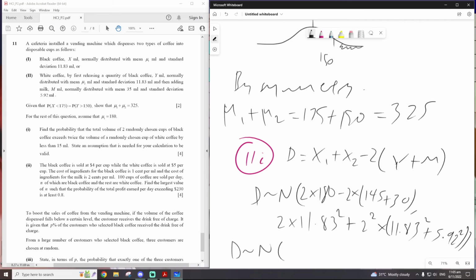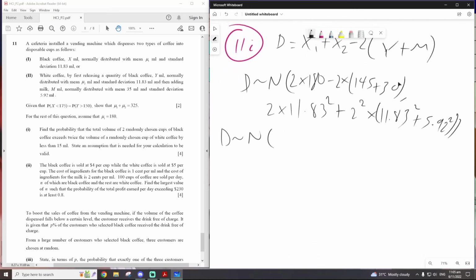So D actually follows the normal distribution with mean 2.85. No, wait, I'm reading the wrong part. The mean here is 0, sorry. 2.85 is later. 0 and 979.879. So we need the difference to be more than 15. Here's the important part: 979.879, if you square root this, you will get something that's more than 31.